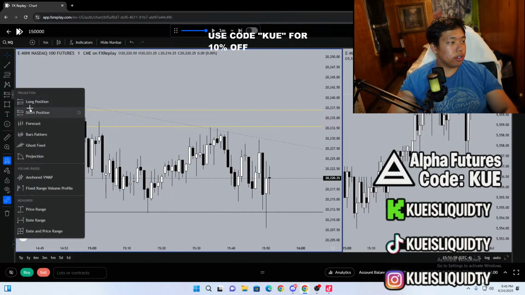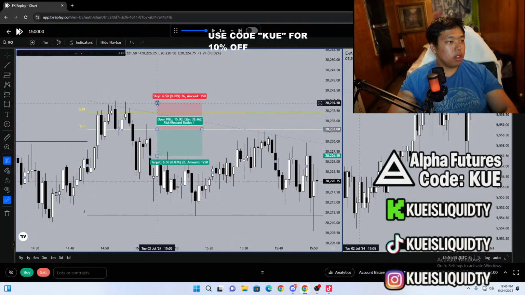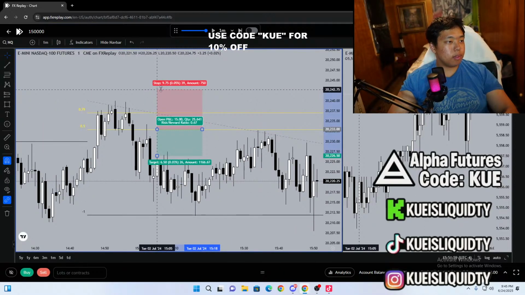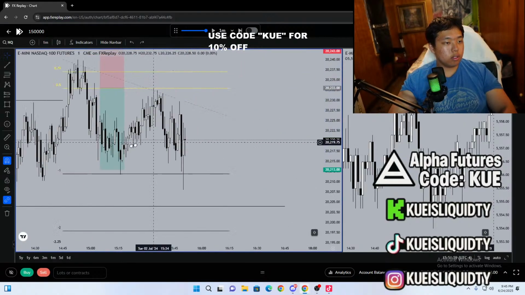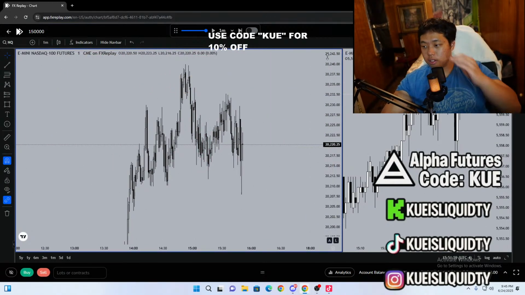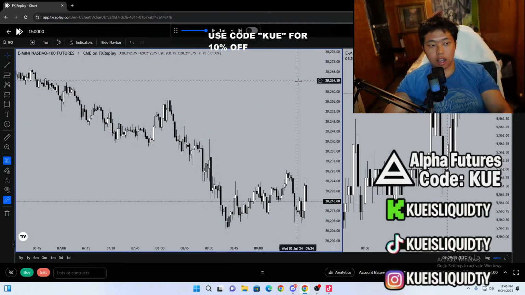You would have got tagged here at this rejection block. With a 10-point stop, you would have got tagged here regardless. I went too fast. Bro, I'm not capping.